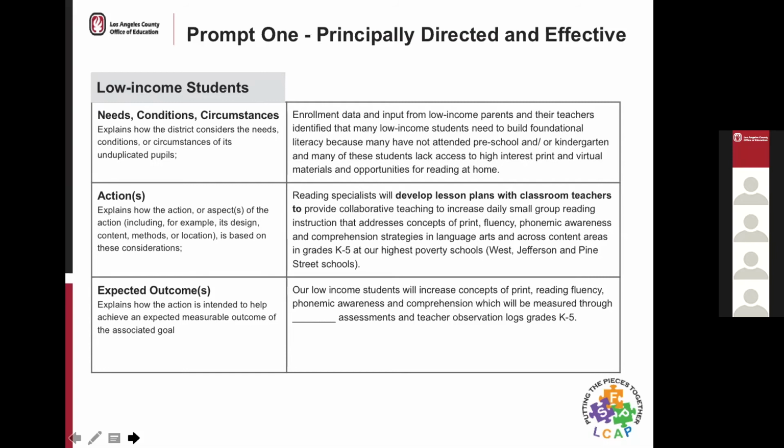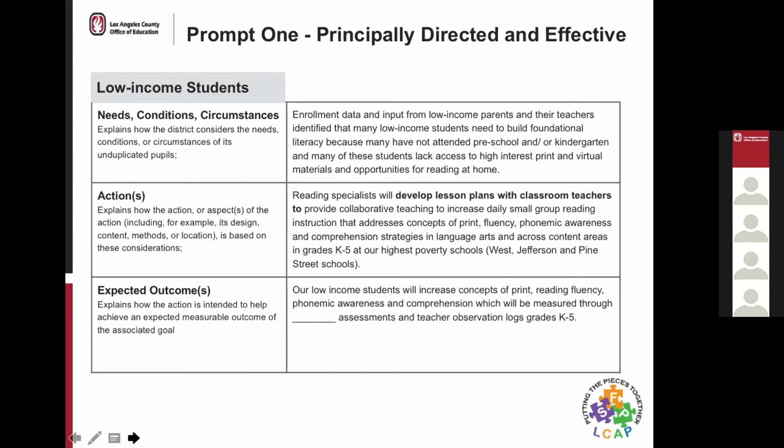And so in this description, we can see that the action is going to respond to the students who have not been able to attend preschool or kindergarten, and that the reading specialists are going to develop lessons with classroom teachers. And we can see that the instruction is going to be provided collaboratively, where the reading specialists and the teachers are both going to be providing instruction that addresses concepts of print, fluency, phonemic awareness, and comprehension strategies.